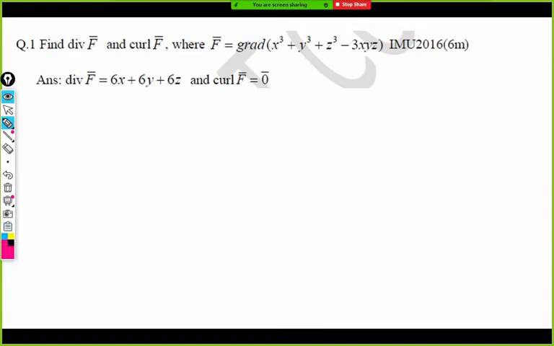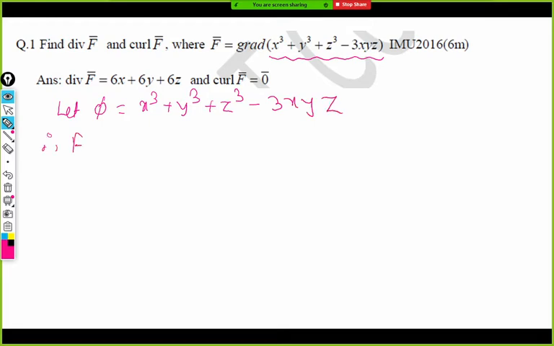Where we should start here for this question. Yes, obviously the step 1, we should start with a gradient. We should find out a gradient of this function. Let me find out a vector f bar first. So we are going to denote this bracketed function by a notation. Let phi be the given function which is x cube plus y cube plus z cube minus 3xyz. So this is the function phi. Therefore the vector f bar will be del phi, gradient of phi.